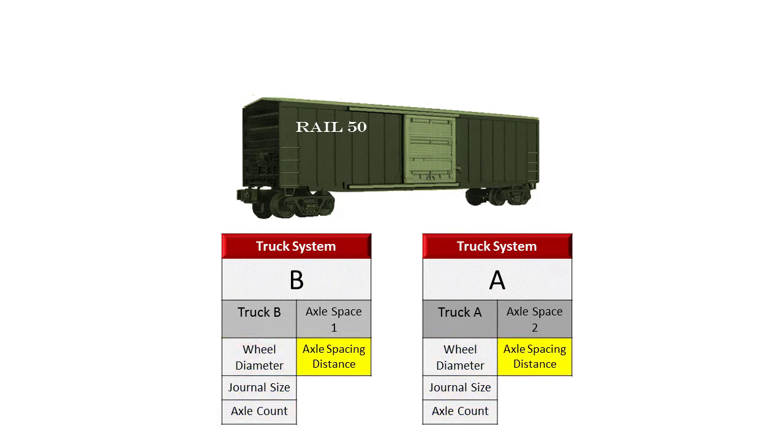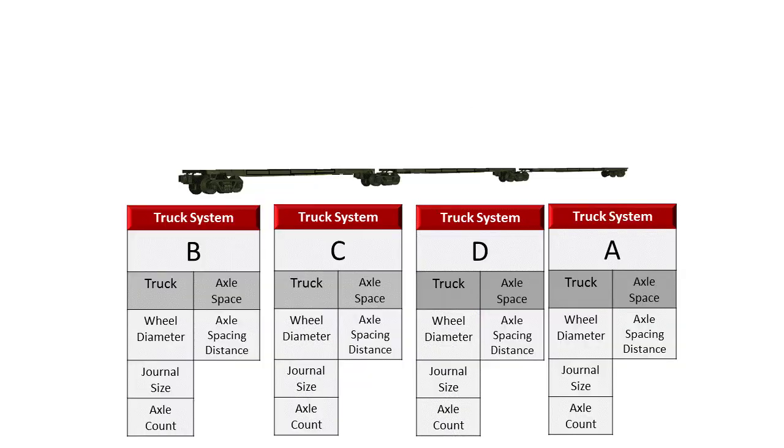Specific information regarding axle spacing distance is recorded as an axle space component. One or more axle spacings can be associated with each truck system. Likewise, this example of a 3-unit articulated flat car has specific information recorded for each of its truck systems.